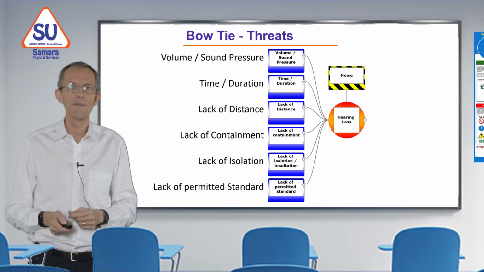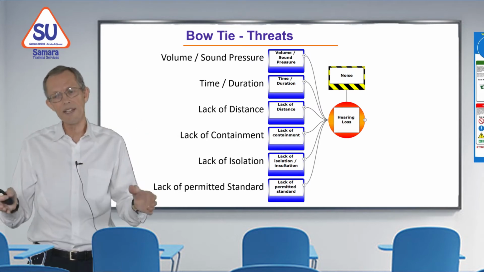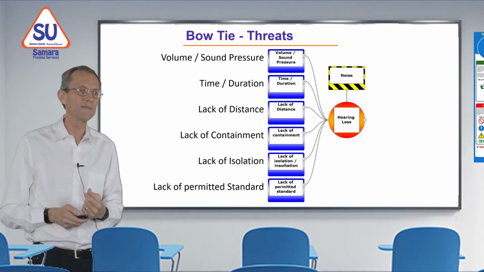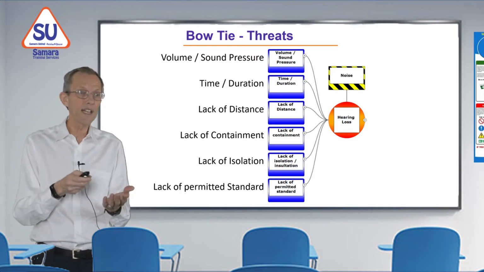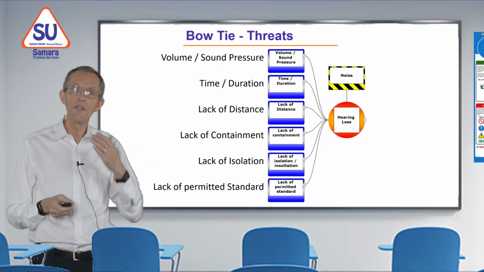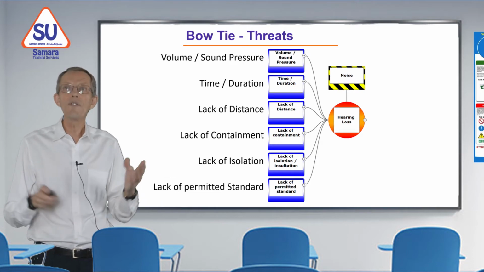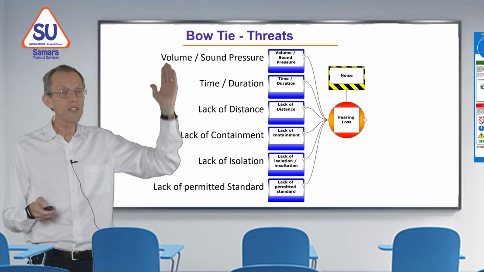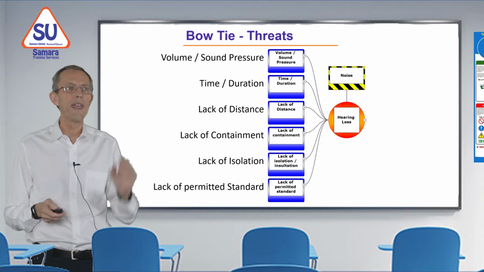So not enough distance. Another threat is lack of containment. We could put the noisy thing in a box, for example, but if there's no containment, it's a threat to our hearing. Lack of isolation. If the noisy machine is not isolated, separate from the structure, then the noise will carry further and closer to you. And then the last threat is we have no standard. We don't know if the noise is reasonably loud or unreasonably loud. So now we'll look at each of these threats in turn and introduce barriers.